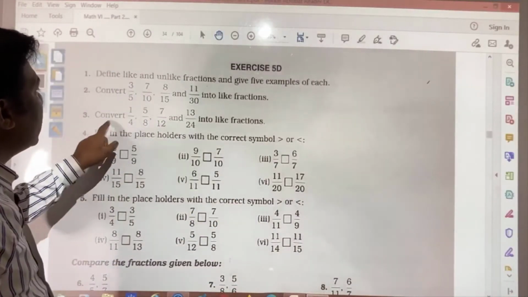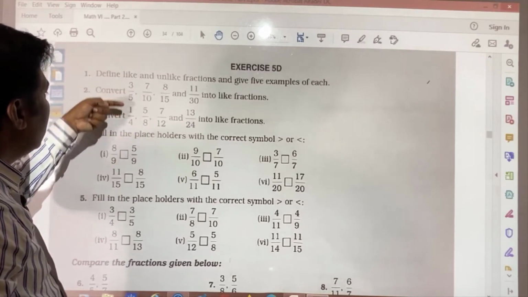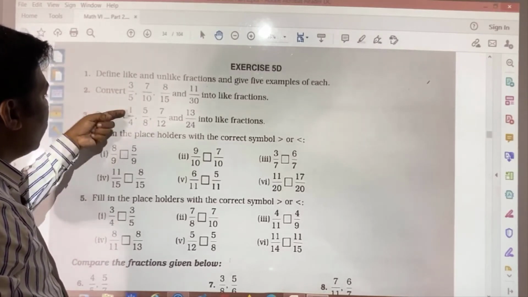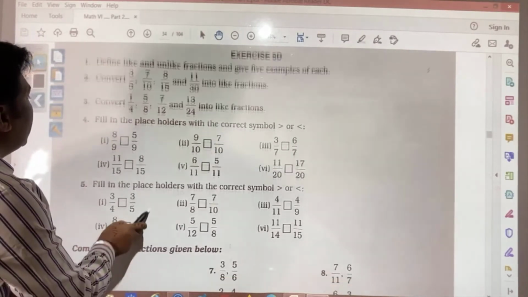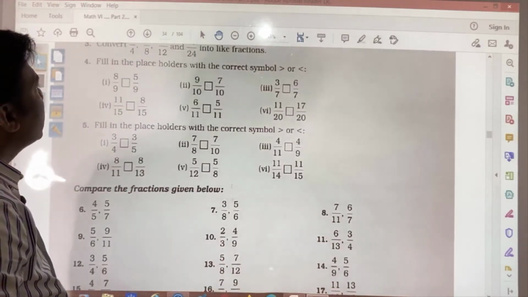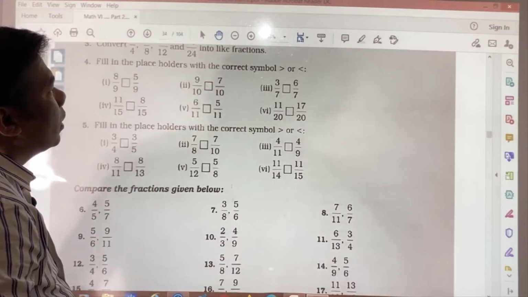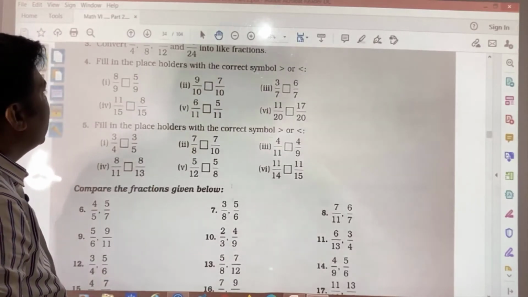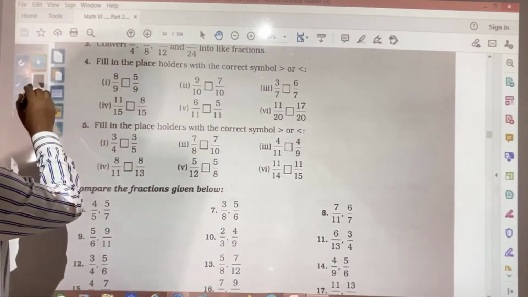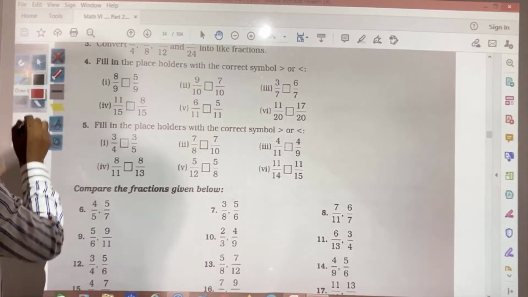Next you see, convert this into fractions. So these are similar questions. I hope you will be able to do them. Next you see, fill in the blanks or fill in the placeholders with the correct symbol, greater than or lesser than. You need to compare these.